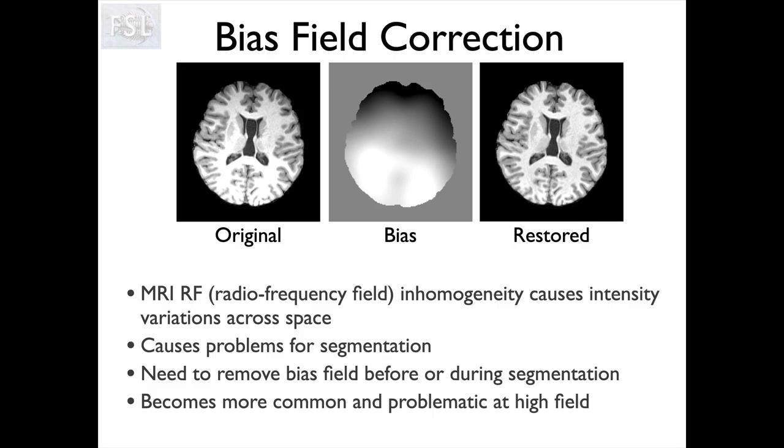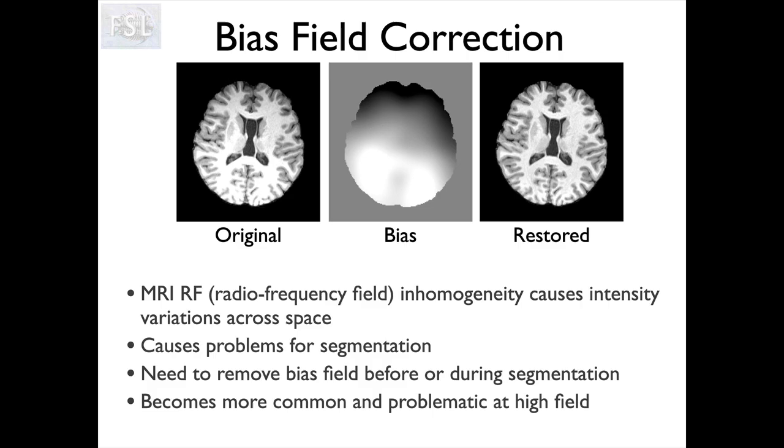What we start off with is the original image. And so what FAST is going to do is that it's going to also estimate what that bias field is as part of the process in order to help the segmentation. But these two things are interrelated. The intensity might be changed by the bias field, or it might be changed by the fact that it's a different tissue type at a particular voxel. And we need to be able to separate out those two different effects.